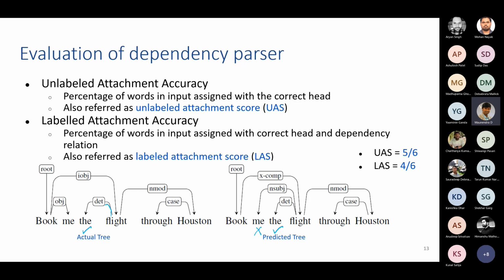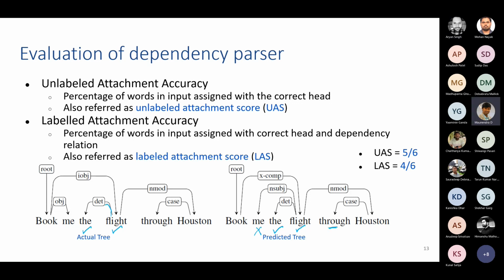Then for flight, the head word is me in the right hand side. Left hand side also, we see the head word for flight. Okay, right hand side for flight, let me see, the head word is book, right? There's an edge from book to flight, so the head word is book. Here also it is from flight to book.